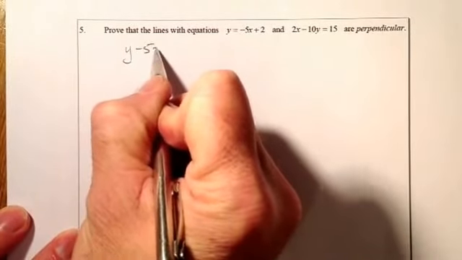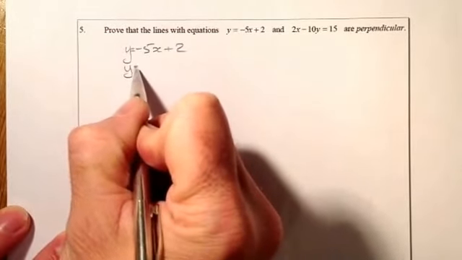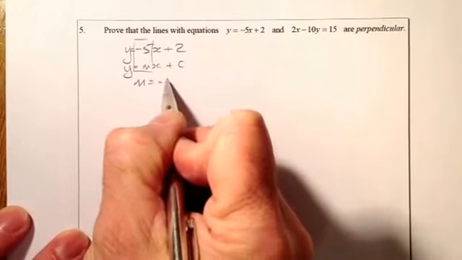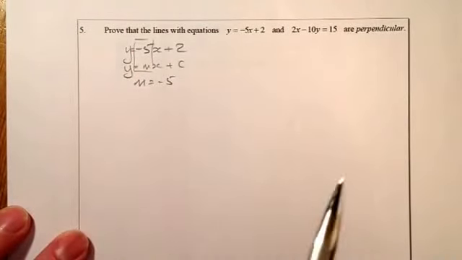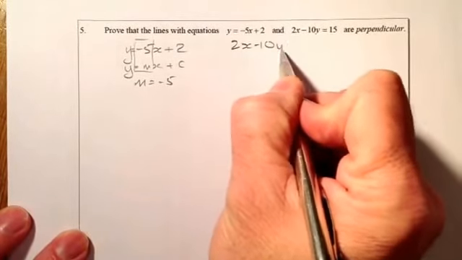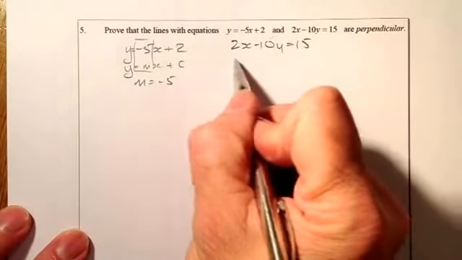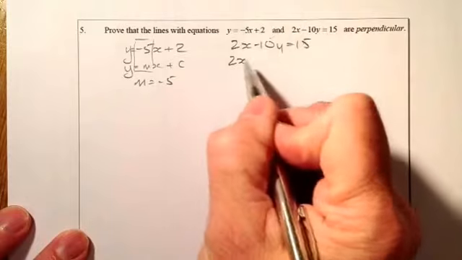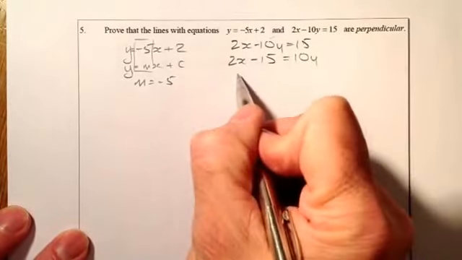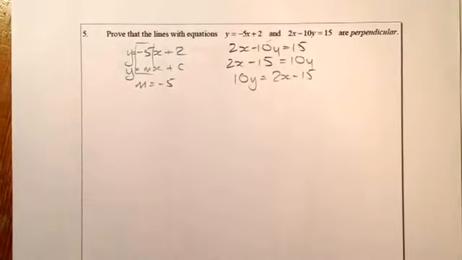It's y equals minus 5x plus 2. So I've got that already in the form of mx plus c, and my gradient there is equal to minus 5. Next line, I'm going to have to rearrange that to find the gradient. I'm going to take that 10y over to the other side, so I've got 2x sitting there. Bring the 15 over to this side, it becomes a minus, and that's 10y. I'm just rewriting it round, swapping it over.